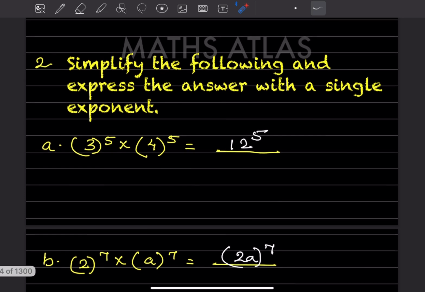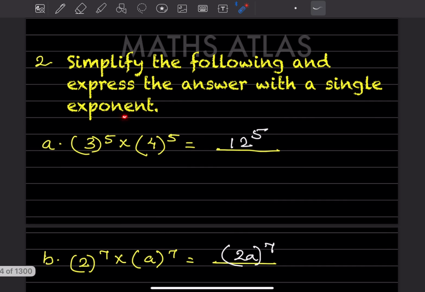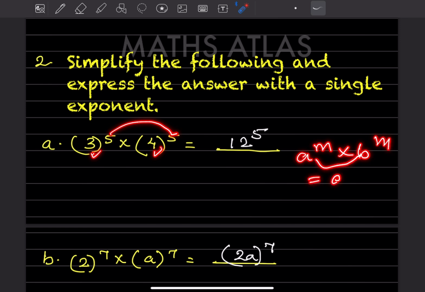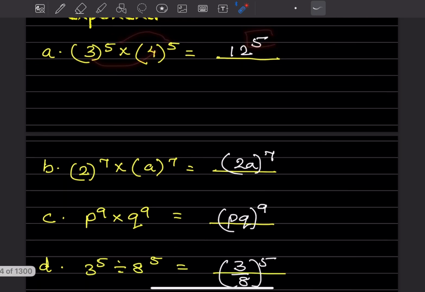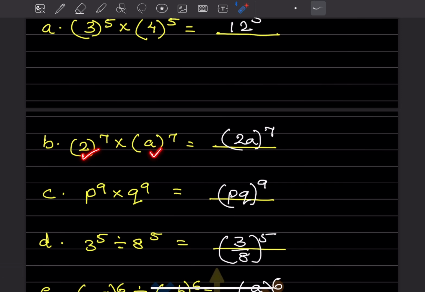Simplify the following and express the answer with a single exponent. So now you can see this base is different but the exponents are same. So a raised to m into b raised to m, you have to multiply the base, so that will be ab raised to m. So this is going to be 12 raised to 5. Again here the bases are different and the exponents are same, so that is going to be 2a raised to 7. So this is going to be pq raised to 9.